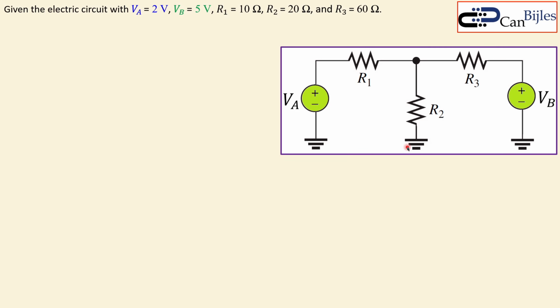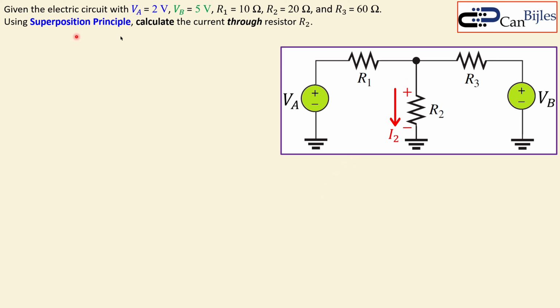Okay. This is the circuit we have been given. This circuit has two voltage sources, DC, 2 volts for VA and 5 volts for VB, and we have three resistors, R1, R2 and R3. We would like to use the superposition principle to calculate the current through resistor R2. That's actually shown here. So I have chosen the current direction already, giving the plus and the minus signs.